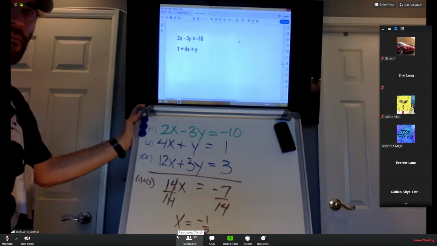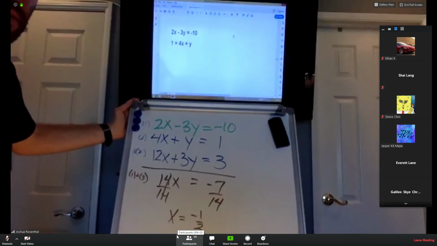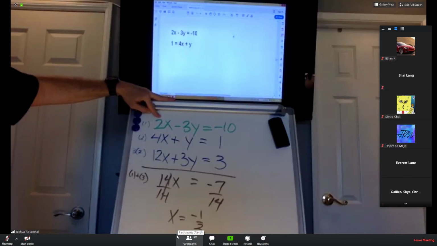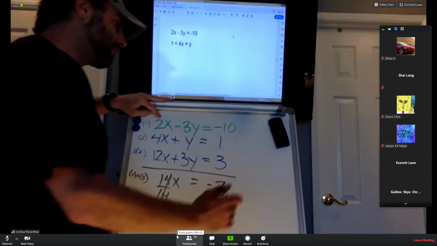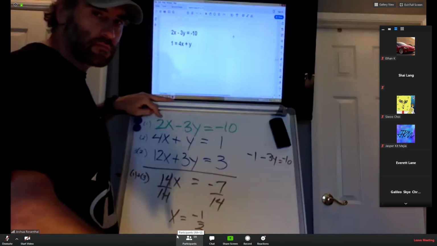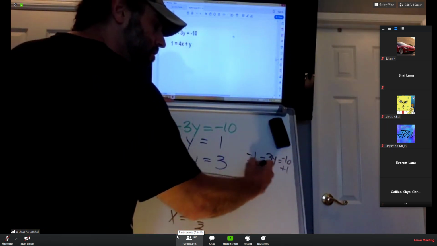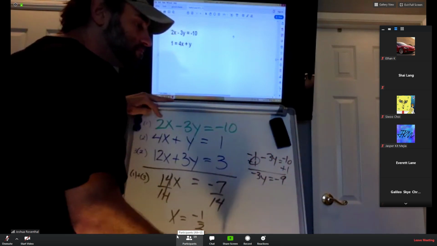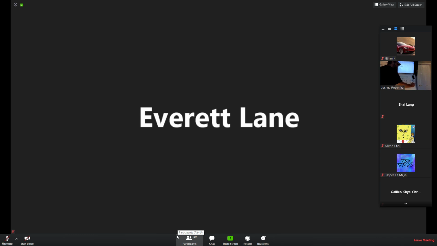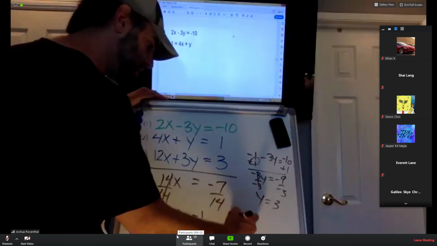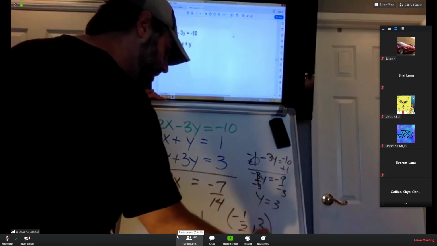Now I'm going to plug it back in. Negative half of 2. Well, half of 2 is 1. Negative half of 2 is negative 1. Okay? Minus the 3y equals negative 10. I'm going to add the 1 to neutralize. Negative 3y is equal to negative 9. Y is equal to positive 3. Solution is negative 1/2, positive 3.